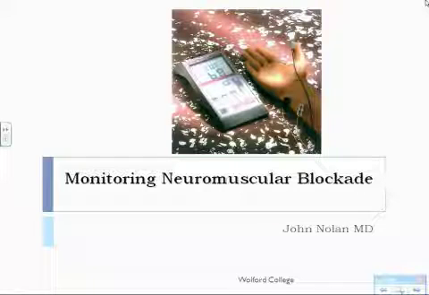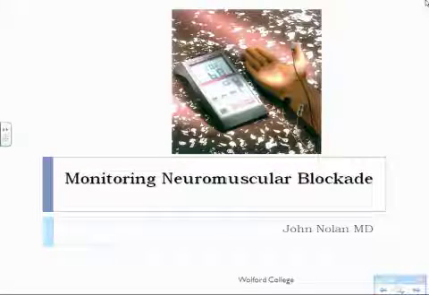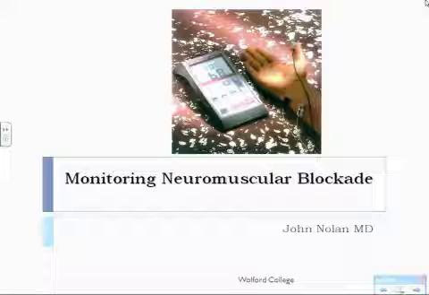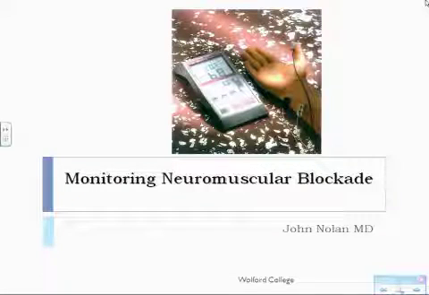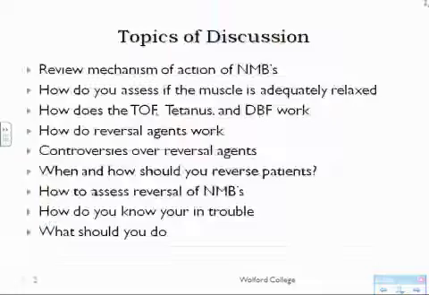Now you can understand a little bit how we actually monitor neuromuscular blockers during the case. I'm going to go over some of the depolarizing agents versus non-depolarizing agents, and talk about reversal again. So all of the last 3 or 4 lectures that we've had are going to be tied into this discussion. Okay? We're going to basically review the actions of the neuromuscular blockers.